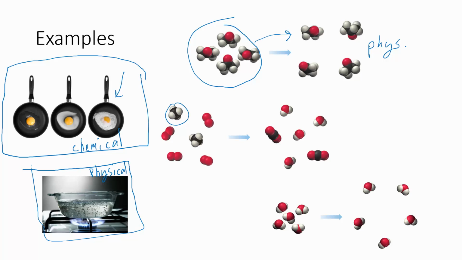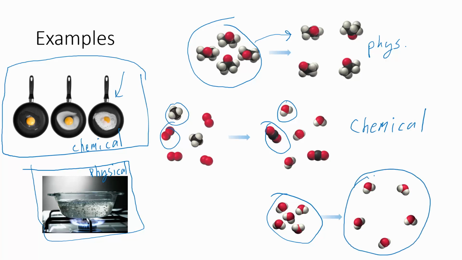Okay, here we have methane and oxygen. After the change is done, we have water vapor and carbon dioxide. Yep, chemical change. Okay, and here we have liquid water going to gas water, so that's pretty much the same exact situation we have here, but we're showing it on a molecular scale. So that means it's physical.